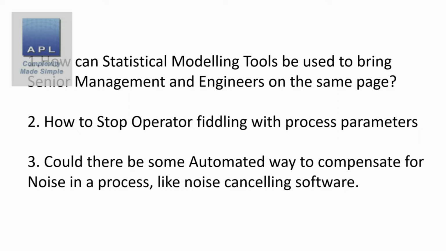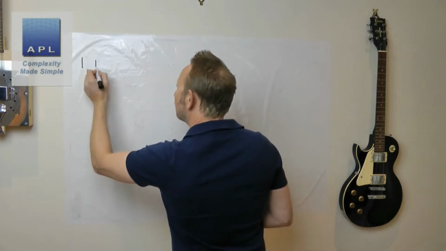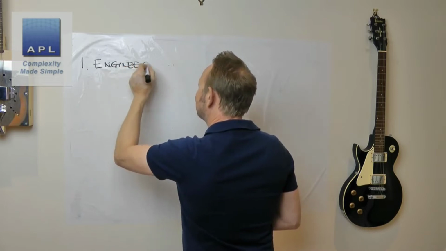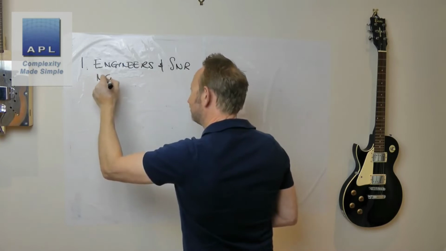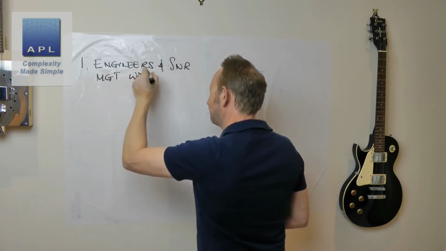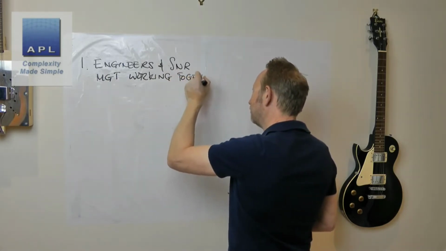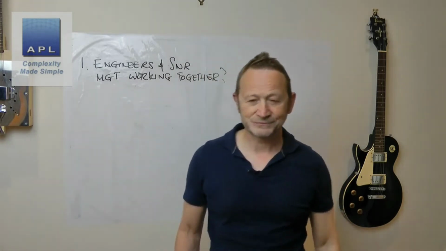So I'm going to answer these questions one at a time. Frank, I'm going to do my best on this. So here we go. Let's try and answer them one at a time. Question 1: first of all, we want to get engineers and senior management working together, not pulling in opposite directions. Is there a way to do that?